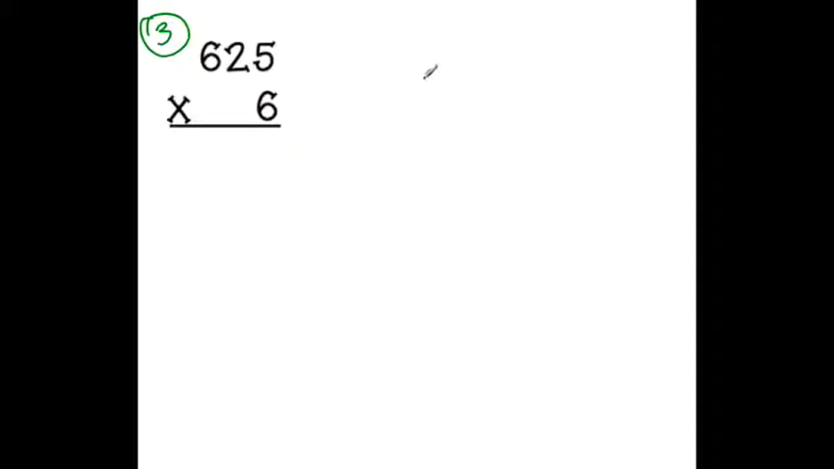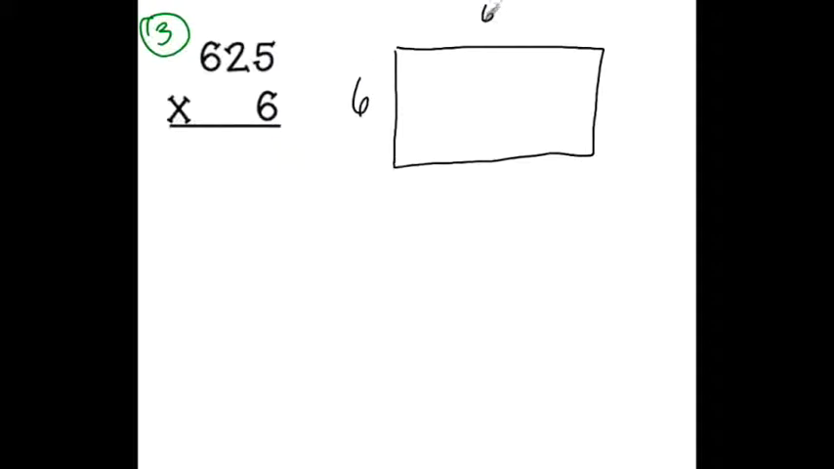Don't get nervous, it's exactly the same as before. Oh, let me get black. Black is a better color to start with. So it's just exactly the same as before. We're going to draw a rectangle. An array is always going to be a rectangle. And 6 and 625 goes on top. We are imagining that that is 625 squares, right?